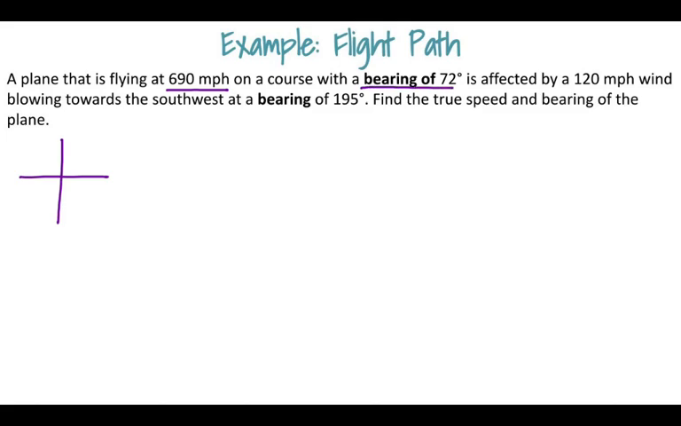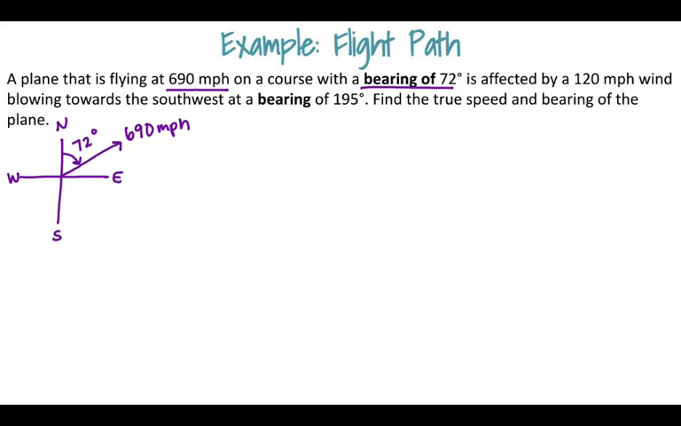What does bearing mean? Bearing is an angle that starts at due north and moves clockwise at that measure. So I'm going to start at north and move clockwise 72 degrees. And this is going to be the vector that represents the plane. So here's your angle of 72. This vector has a magnitude of 690 miles per hour.